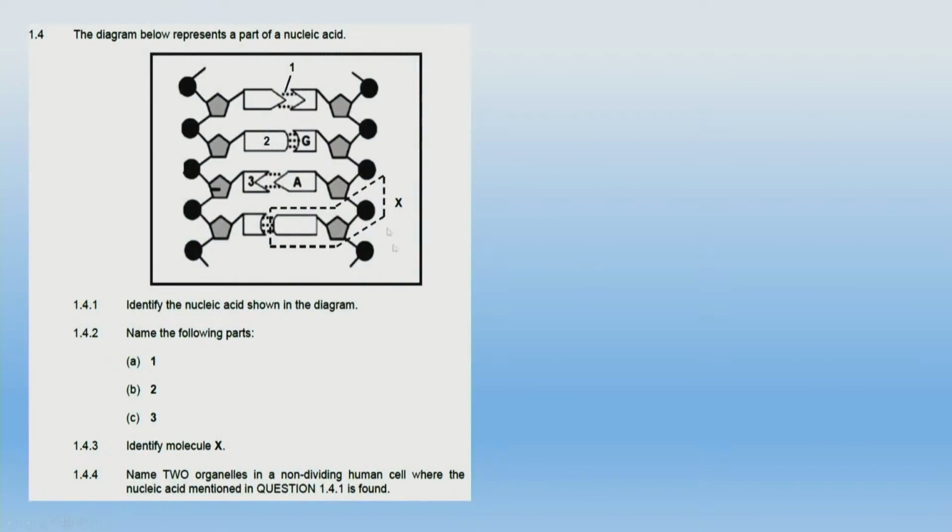The next one, same type, just to emphasize to you what is a nucleotide, and they have to identify it. Give the names of the following parts, a typical question that they can ask, and then again, name 2 organelles in a non-dividing human cell where the nucleic acid mentioned is found. Remember now the nucleus and the mitochondrion, and in plant cells, the chloroplast. Okay.